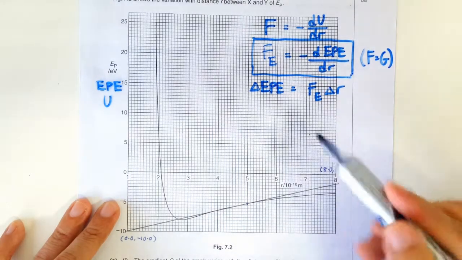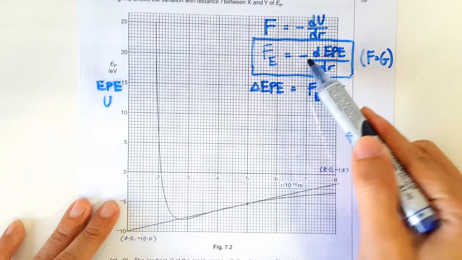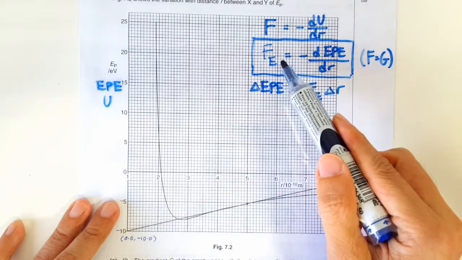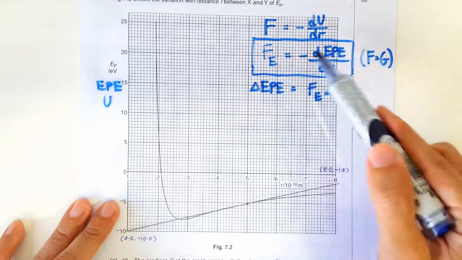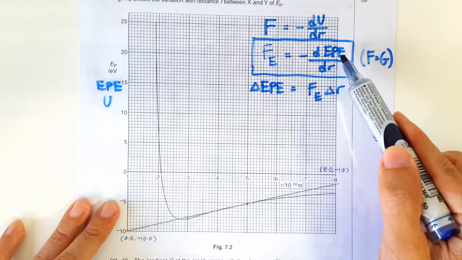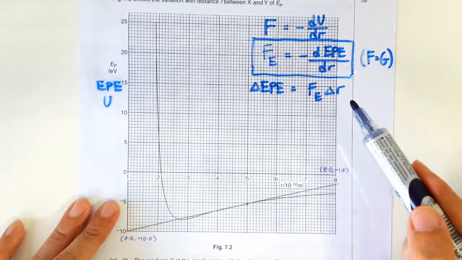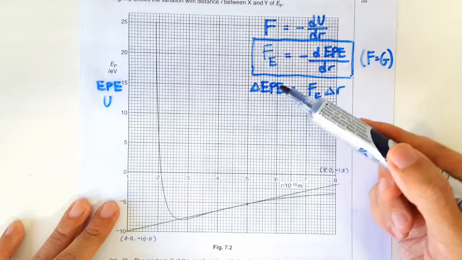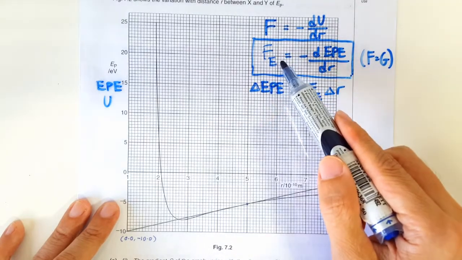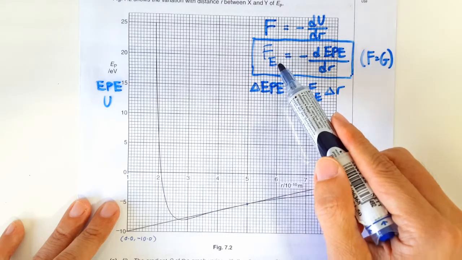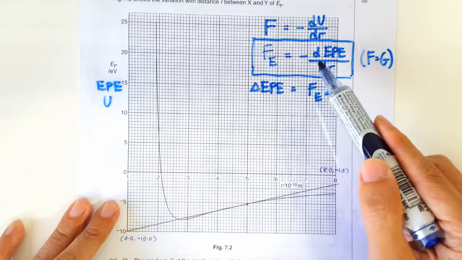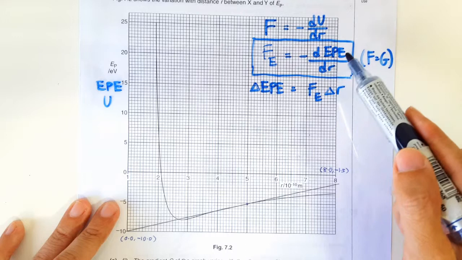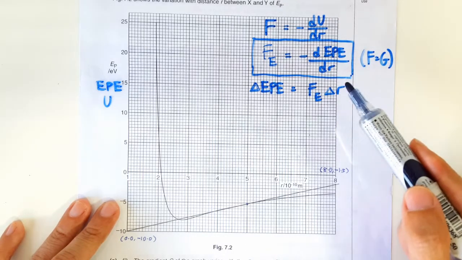Second, the direction. This formula tells us that the direction of the electric force is always opposite to the gradient. Or another way to put it is the direction of the electric force is always opposite to the direction in which the EPE is increasing.